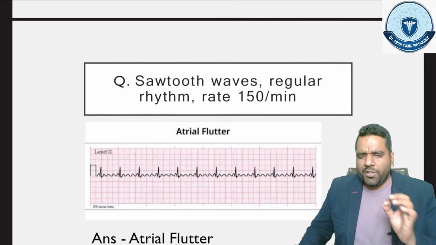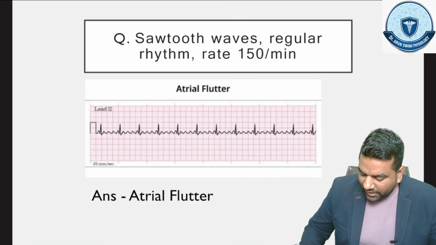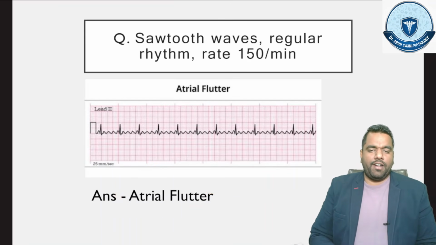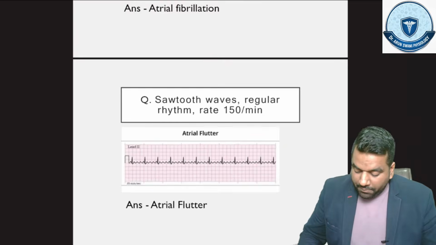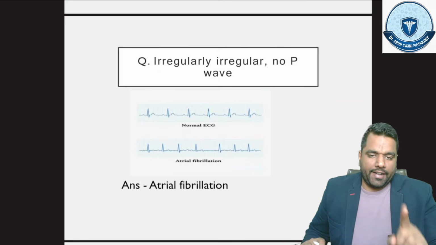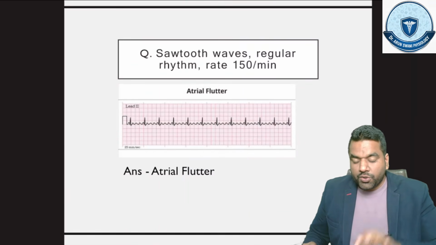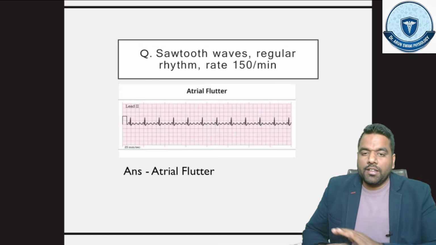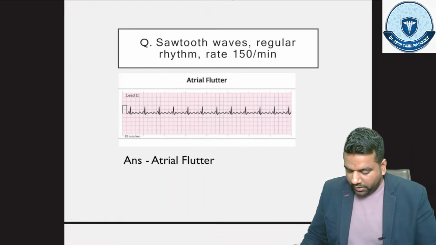Guys, immediately you should mark in the MCQ, that is your atrial flutter, right? So one more time, if you see irregular rhythm, no P wave, atrial fibrillation. If you see sawtooth wave, regular rhythm, that is atrial flutter, right?